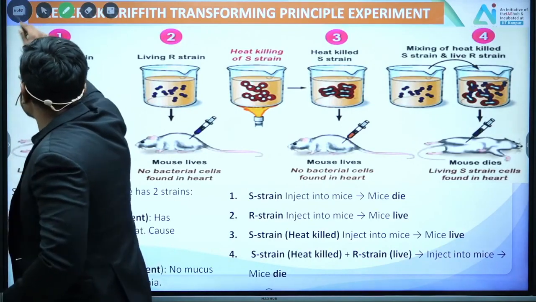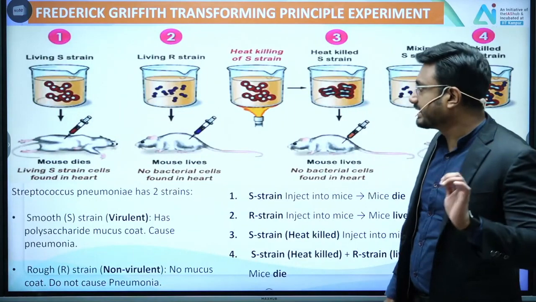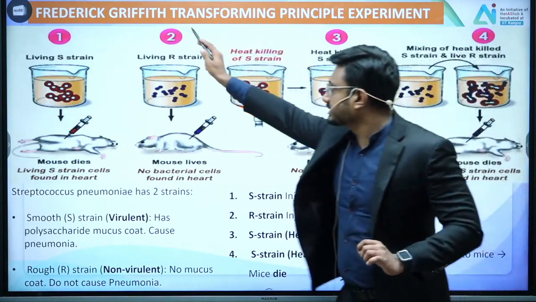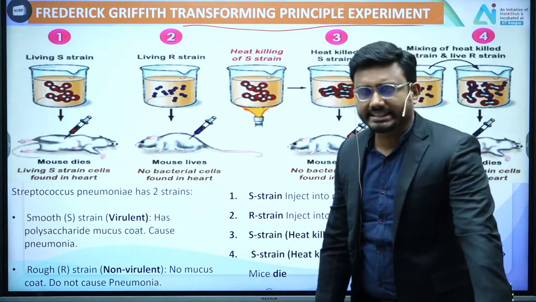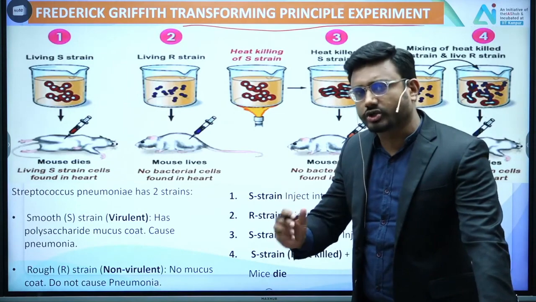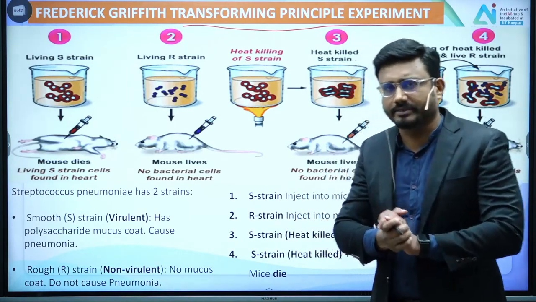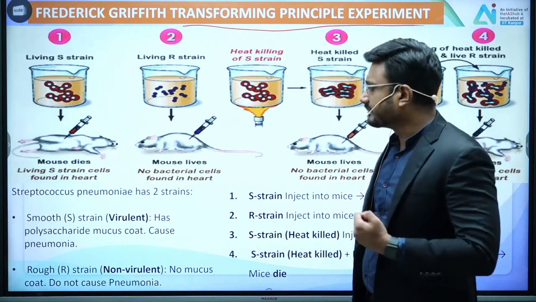So now let us understand the experiment that was conducted by Frederick Griffith, known as the transforming principle experiment. This chapter has many experiments, so we need to know all the important concepts related to them. I will be explaining all the experiments from this chapter, starting from this.